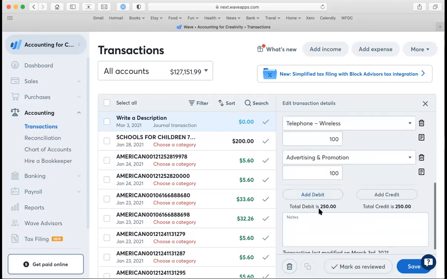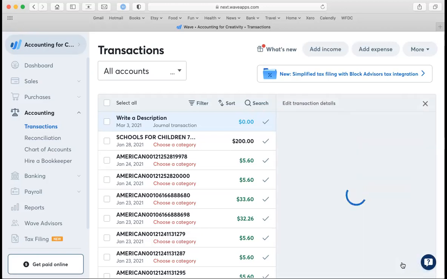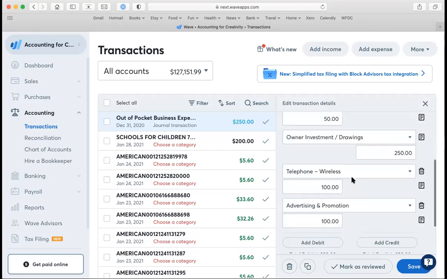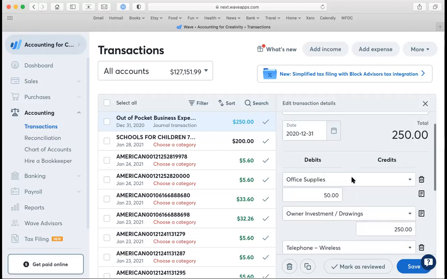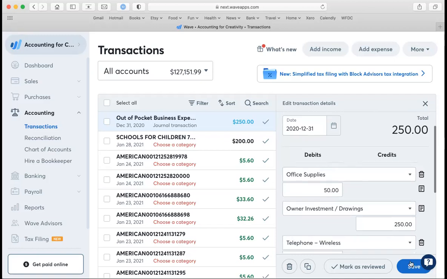So essentially, anytime you do a journal entry, it has to have a total debit and credit that equal each other. And then once you do that, you can mark it as saved. And then these expenses are going to show up for the calendar year 2020 when you do any sort of financial reporting. And what it's essentially doing is reducing the amount of money that you've taken out of the business through the course of the year.